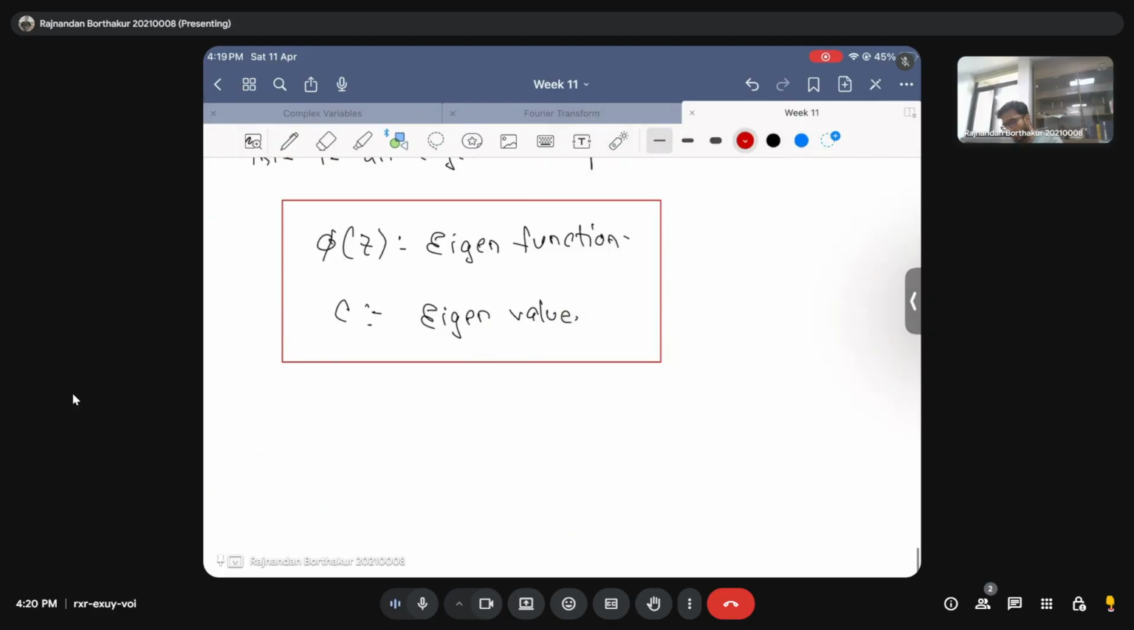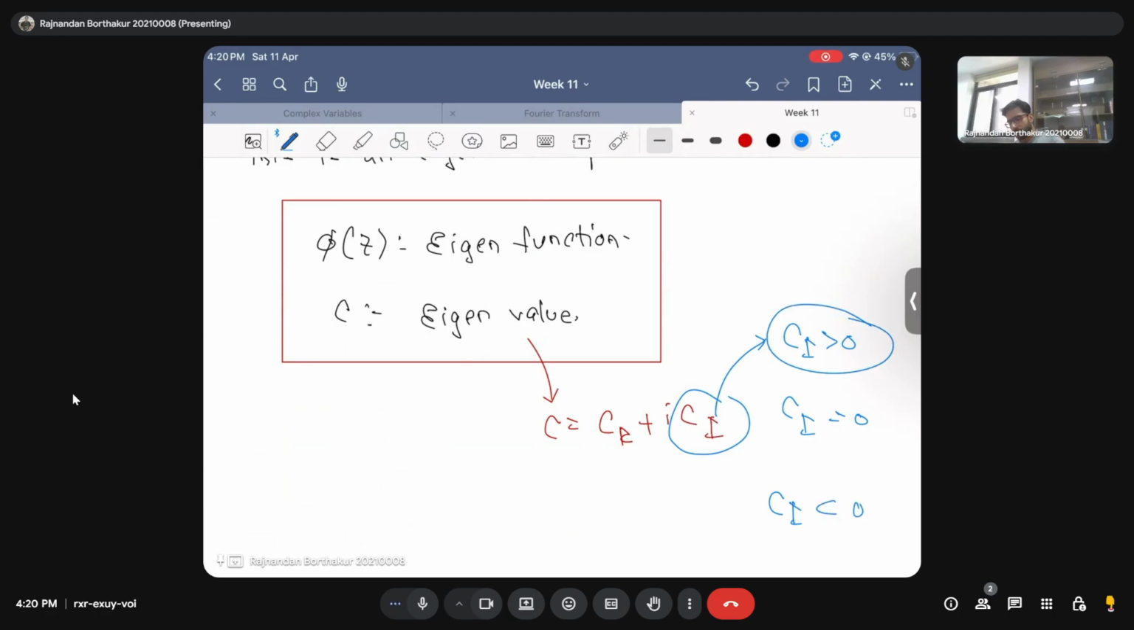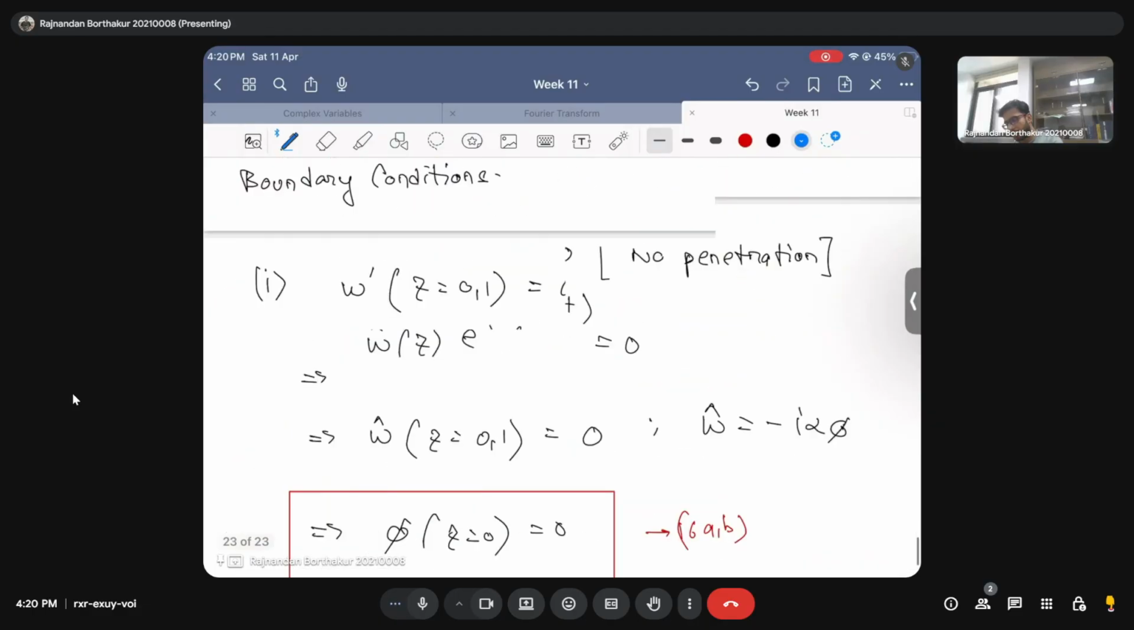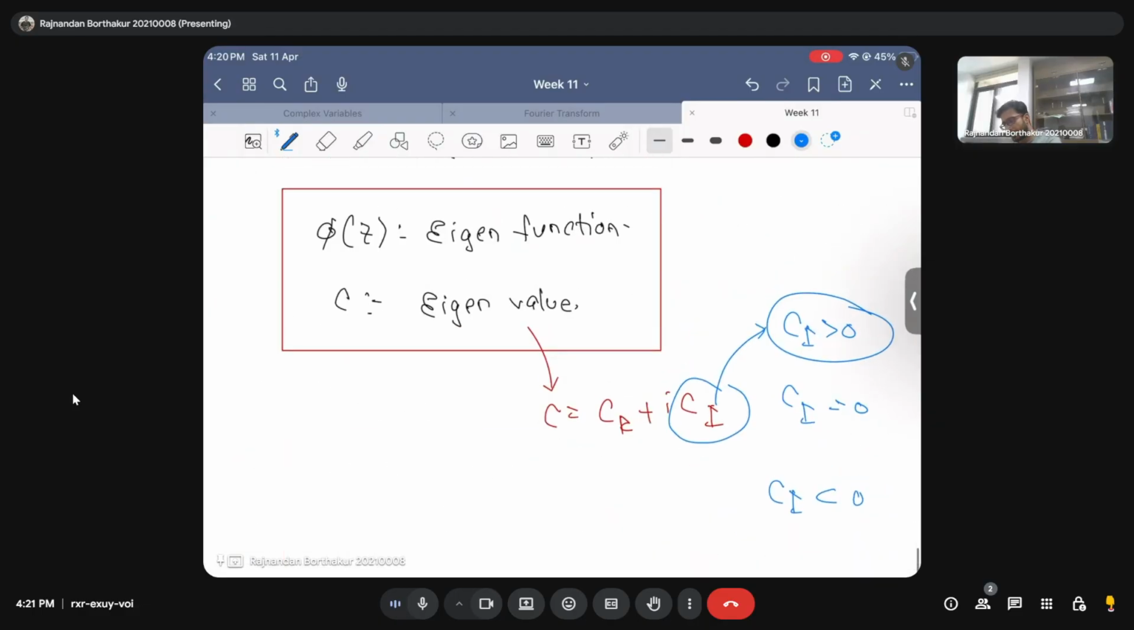And in principle, once c is known, I can always write c as cr plus i ci. And it is the sign of ci that matters. It can be ci greater than 0, ci equal to 0, or ci less than 0. This is something that we have seen, right? If ci is greater than 0, it's instability. If ci is less than 0, it's a stable system.